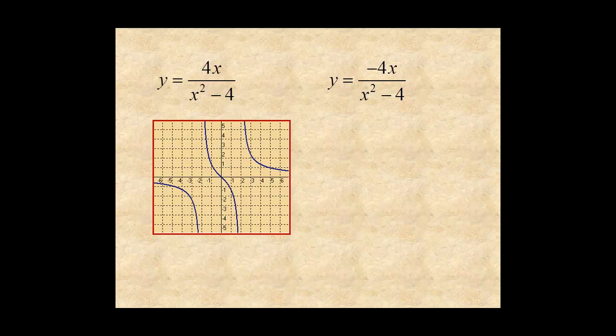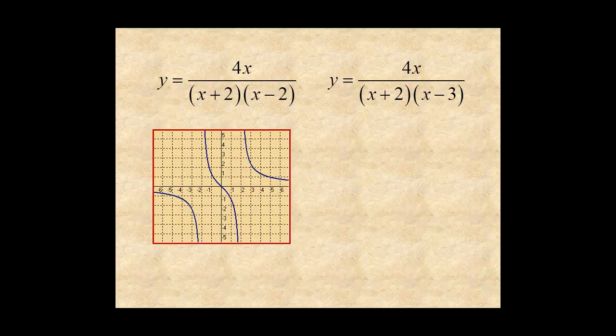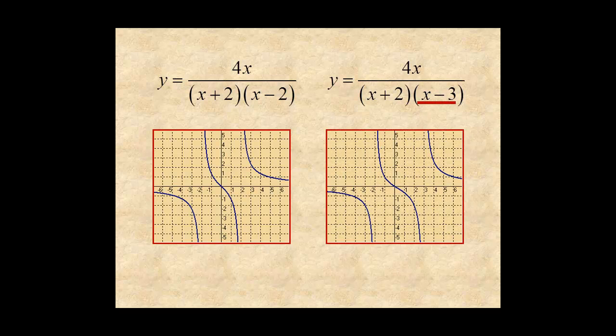If you replace the constant 4 with -4, the graph is reflected vertically. For example, notice how this branch of the graph has been flipped over and is now in quadrant 4. If you change the factors in the denominator, you can shift the VAs. In this example, the VA at x equal 2 is now at x equal 3.